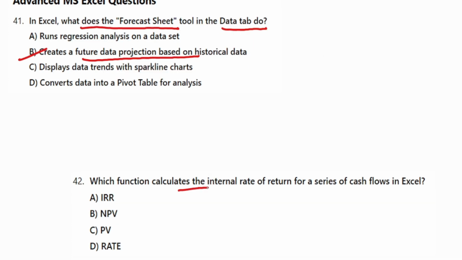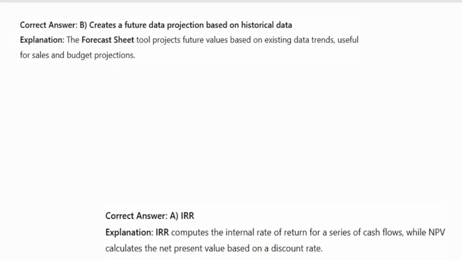Which function calculates the internal rate of return of a series of cash flows in Excel? So the correct option here is IRR. Basically, IRR computes the internal rate of return for a series of cash flows, while other options like NPV basically calculate the net present value based on the discount rate. Now move to the next question.